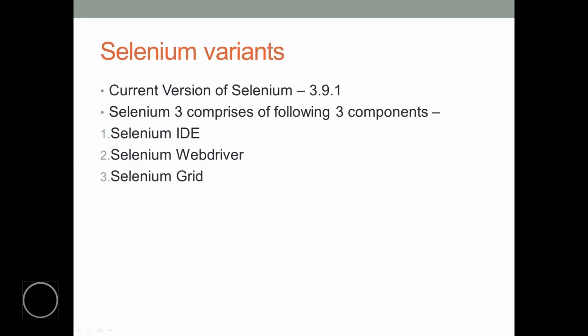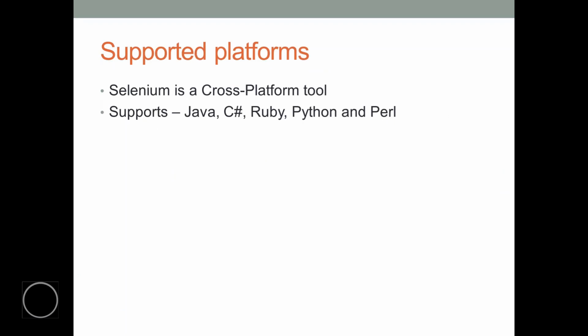So these are the three major components. After that, supported platforms. Selenium is a cross-platform tool. By cross-platform tool, we mean you can use Selenium on any operating system. It can be your Windows operating system, you could be using Mac operating system, it can be anything, and in those operating systems you can use any browser to automate. So actually platform is a combination of two words: operating system plus browser.